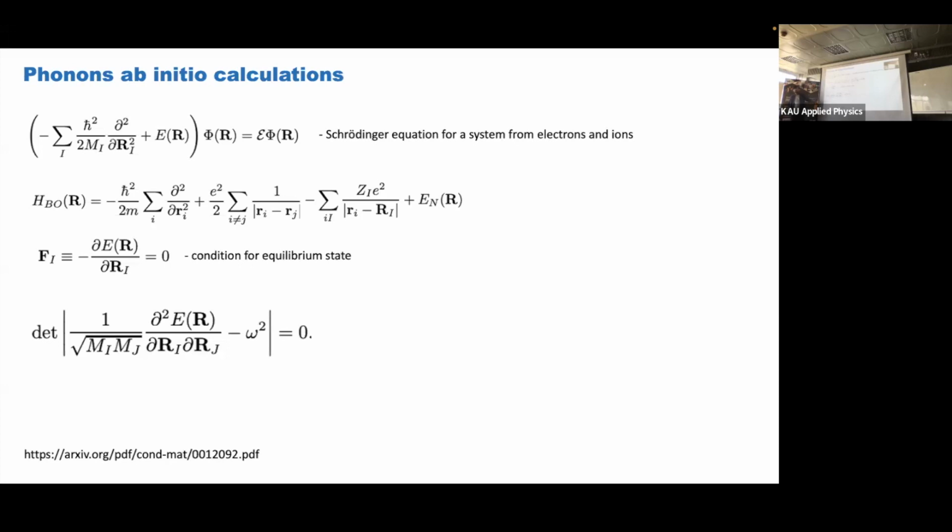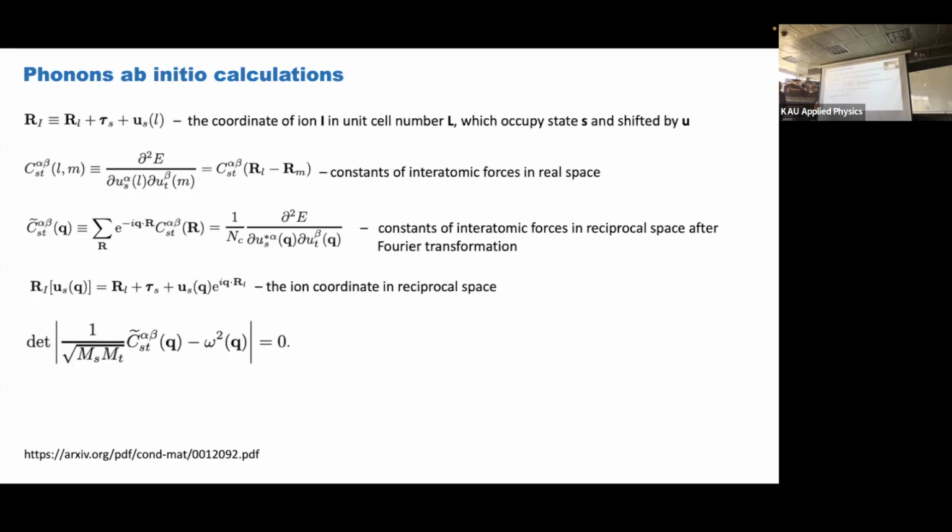So this is the secular equation, but for an n-dimensional matrix. We have this matrix called the dynamical matrix, and we will solve this dynamical matrix through our calculations. Last time I also told you about this: how we define the ions' coordinates in some unit cell. We have some zero point of our coordinates, then we move to the coordinate of ion I. This is ion I in unit cell number L.